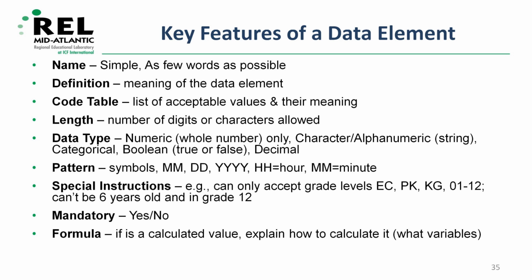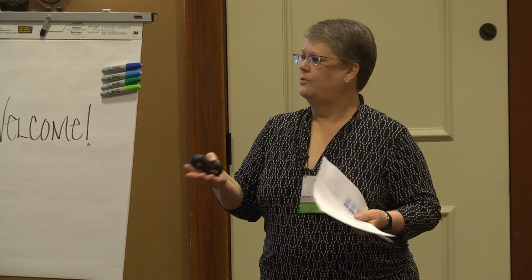Key features of a data element that should be addressed in a data standard. Obviously the name, the definition is huge. Make sure that we all make sense of it in the same way. The code tables, the length, the data type, the pattern. Is it month, day, year, or is it year, month, day? And the thing is, it's not just you all entering the data. A lot of this comes down to the vendor and how they created their data system and how they train you, what documentation they provide, and then somehow it has to be aligned to the PIMS data standard. So I know it requires a lot from you all to track all the different voices around all of this.